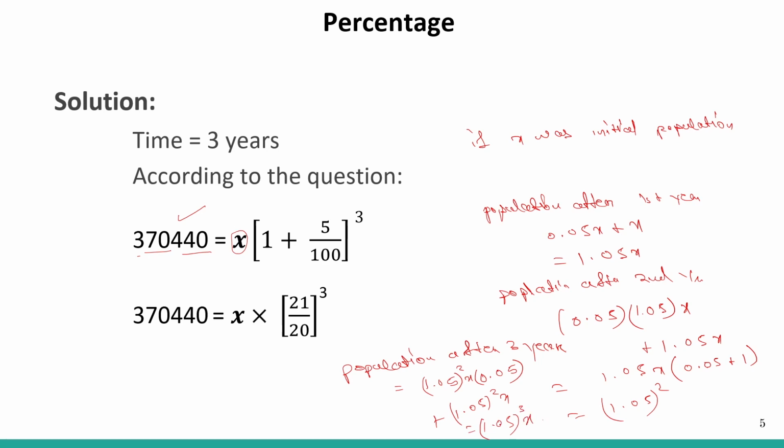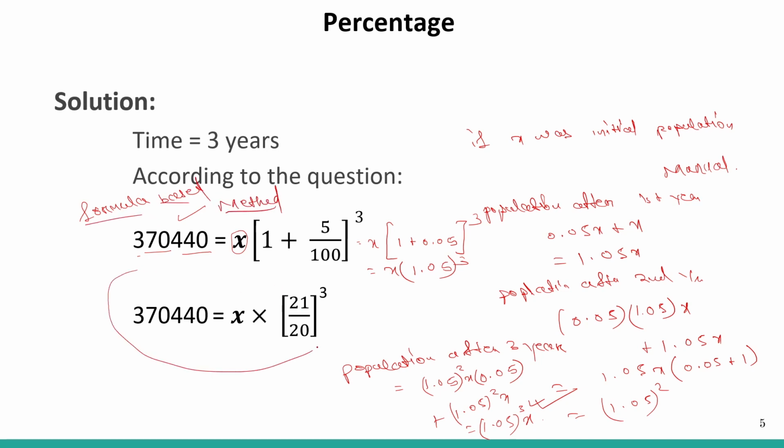And let's see what this is. If you convert this to decimal form, this is equal to X into (1 plus 0.05) whole cube, so that is equal to X into 1.05 whole cube. It is actually equal to this one. So these are two methods: this is the manual method and this is the formula based method. Using these two methods, we arrive at the same conclusion.